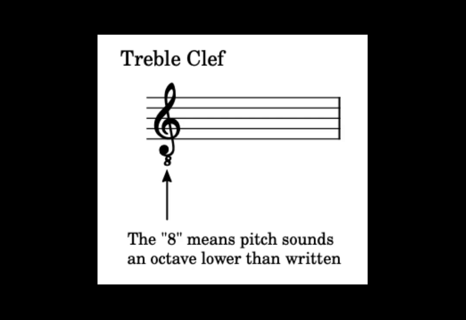This symbol on the staff is called the treble clef, and it indicates which note is associated with each line and each space on the staff. Something special about guitar music is the number 8 attached to the bottom of the treble clef symbol. This means that pitches sound an octave lower than they are written. This is not something you need to worry about, but if you already read music and play a different instrument, it might throw off your ear at first.